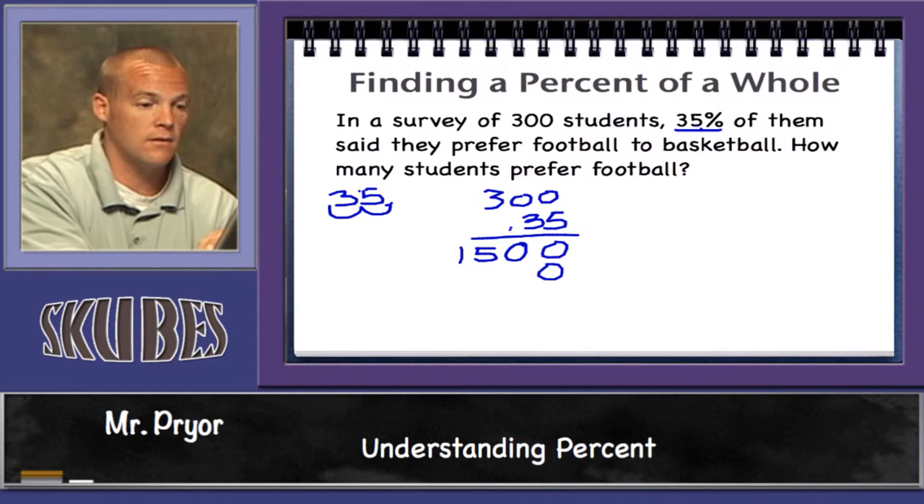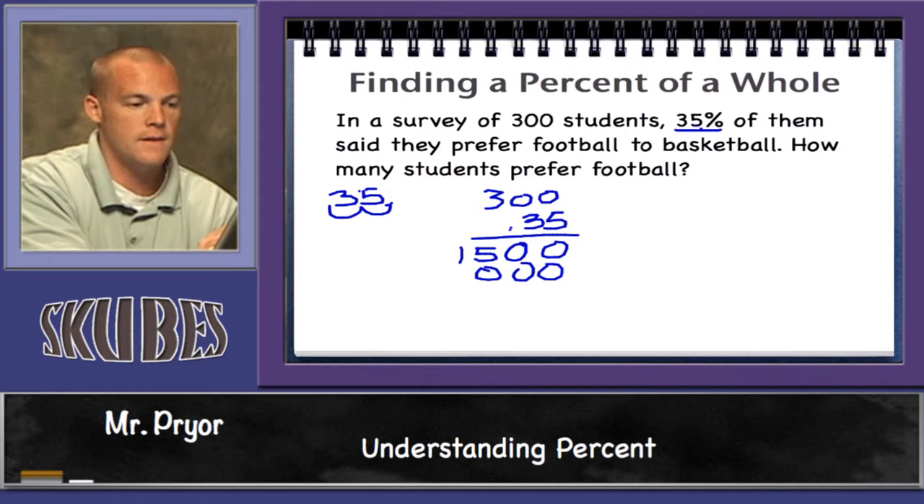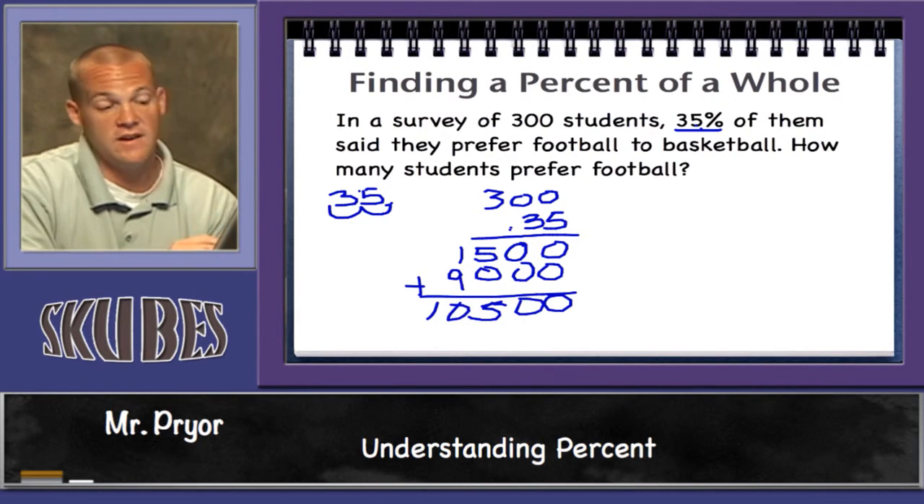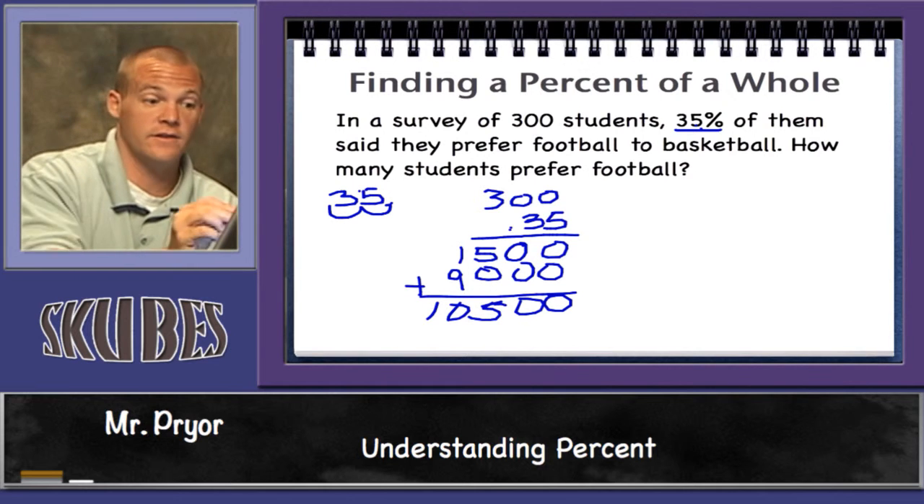Then we'll multiply by 3. 3 times 0 is 0. 3 times 0 again is 0. And then 3 times 3 is 9. Go ahead and add those up. And you see that we get, in this case, initially you get 10,500.